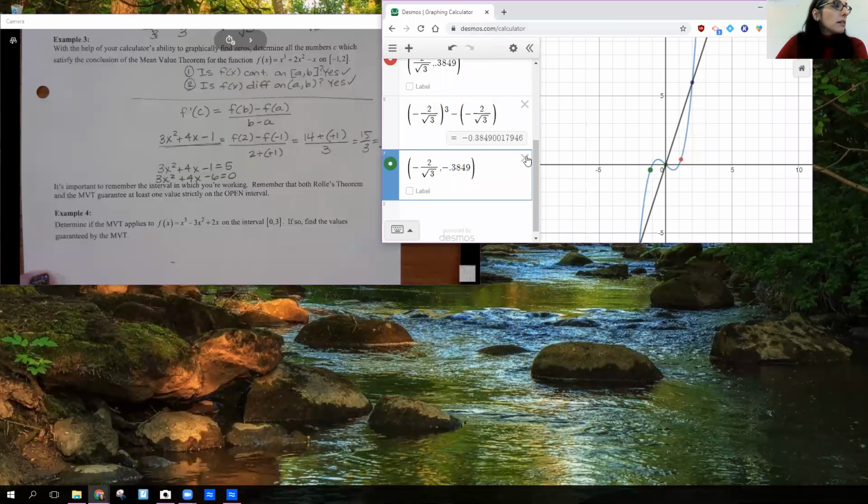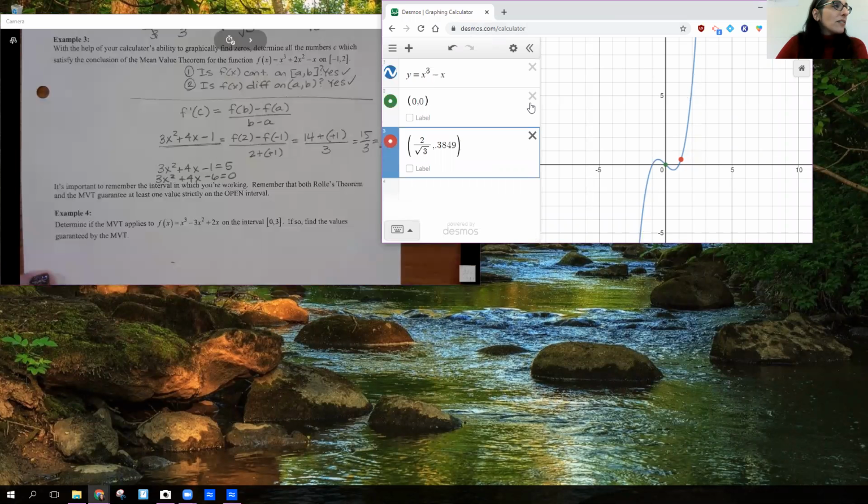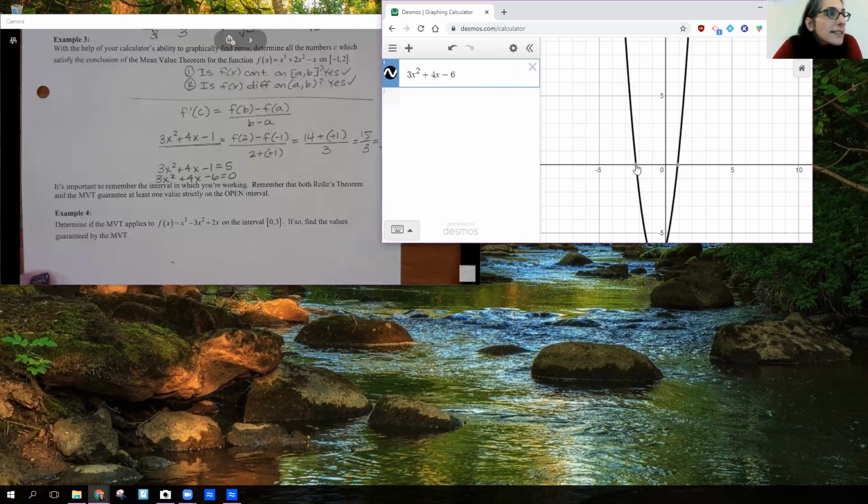I'm going to clear all these out. It's too much. All right, so 3x squared plus 4x minus 6. Where is that crossing the x-axis? Looks like negative 2.23 and positive 0.897.